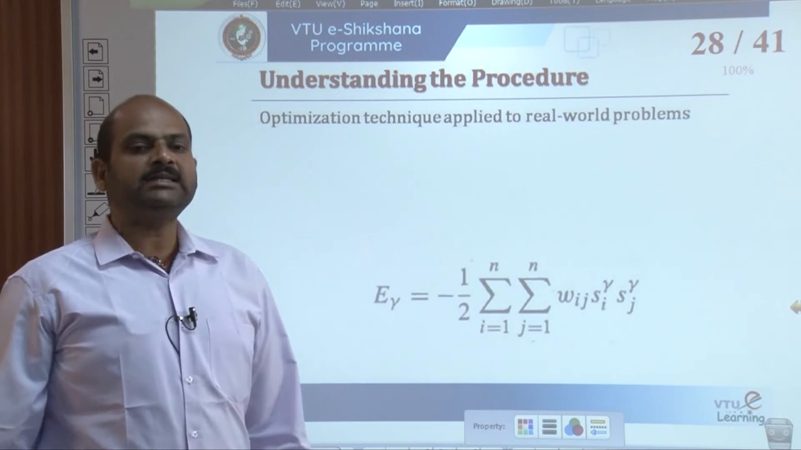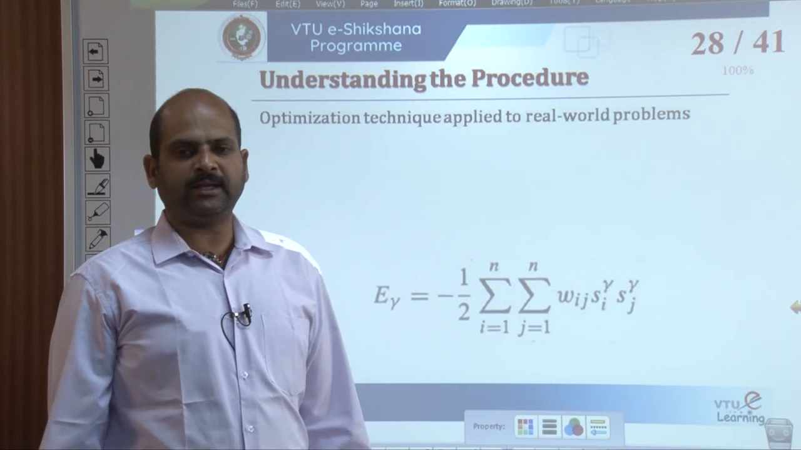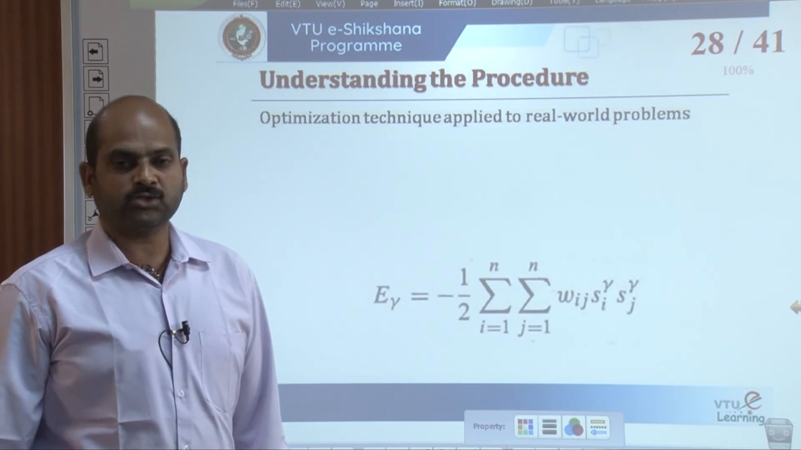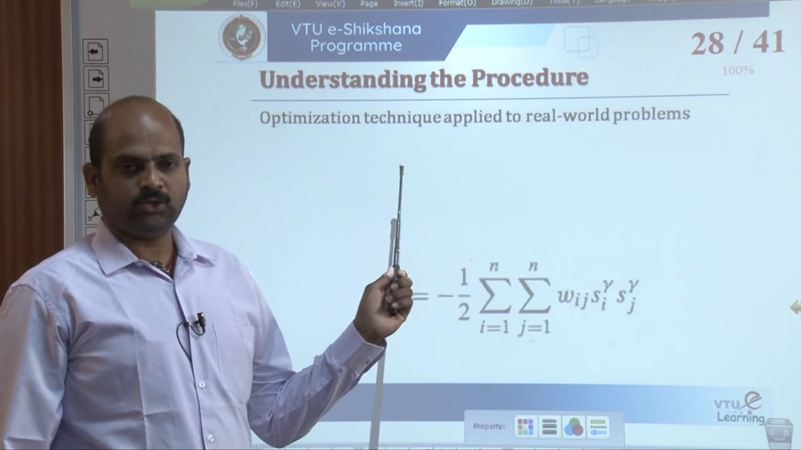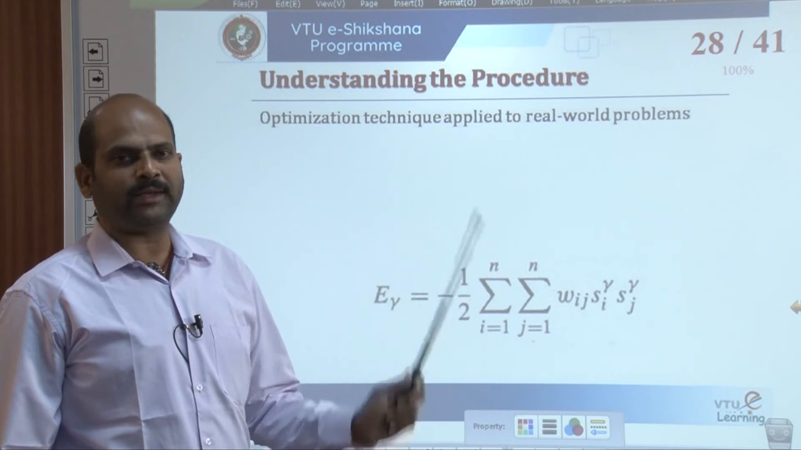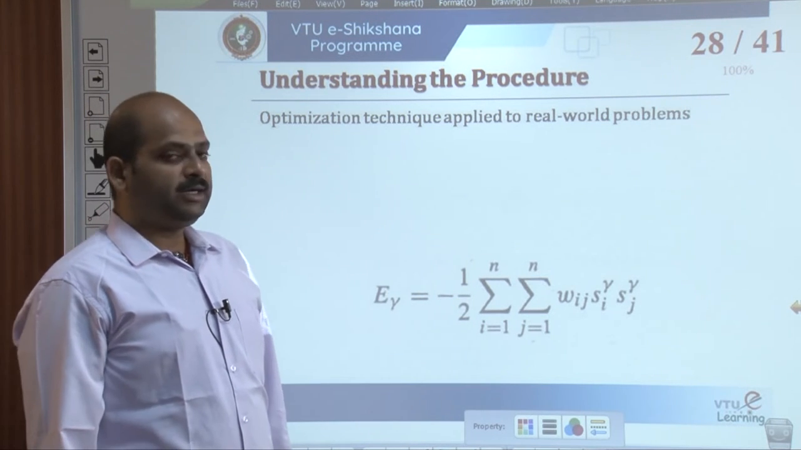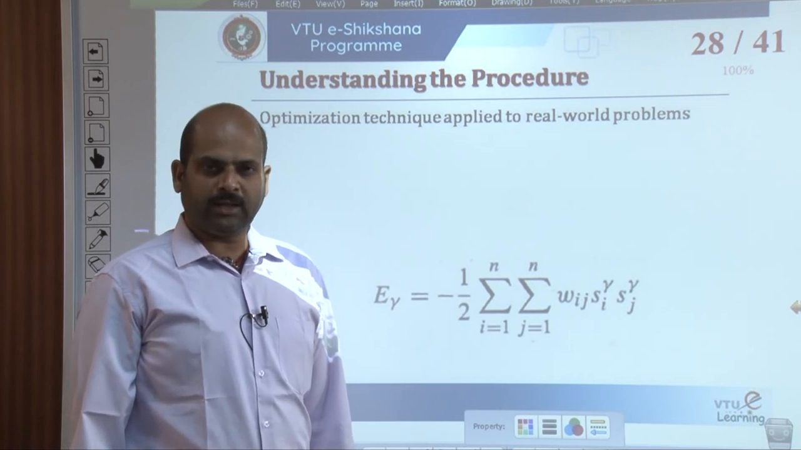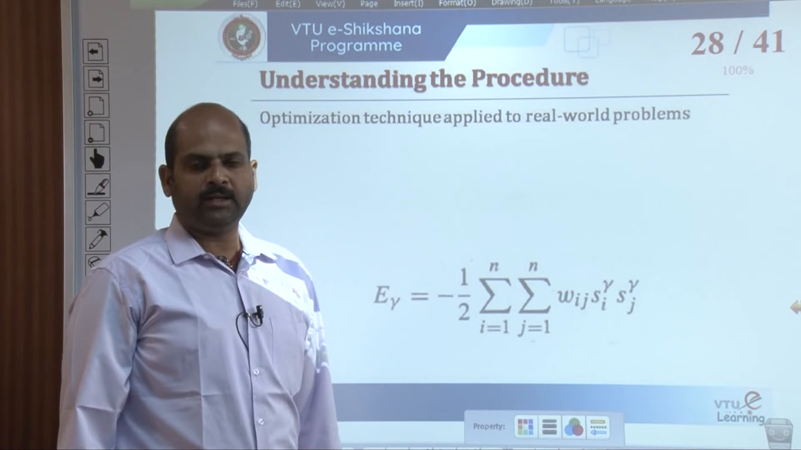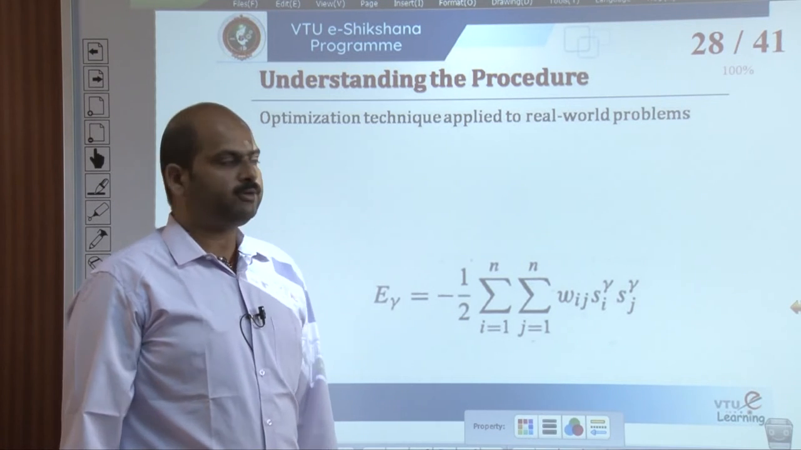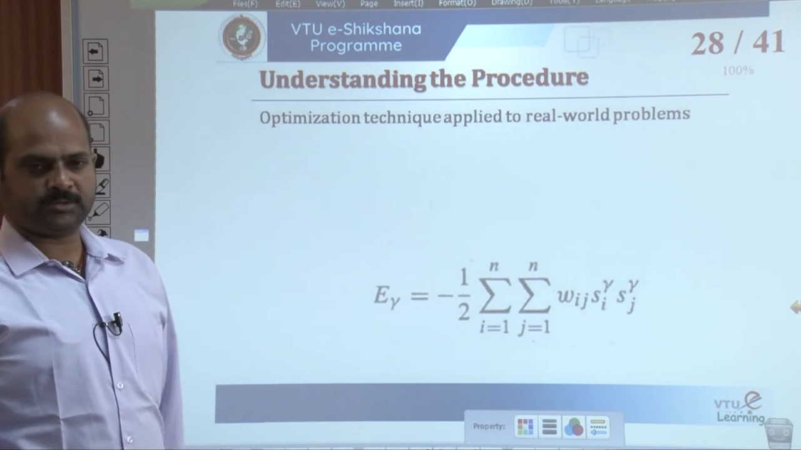Our discussion on simulated annealing will be in the context of a neural network. Although, it is worth pointing out that it is an optimization technique that can be applied to a wide variety of real world problems.